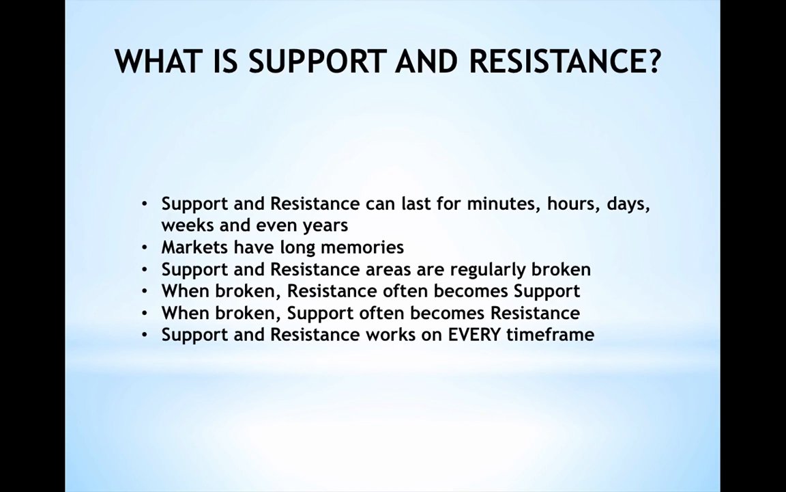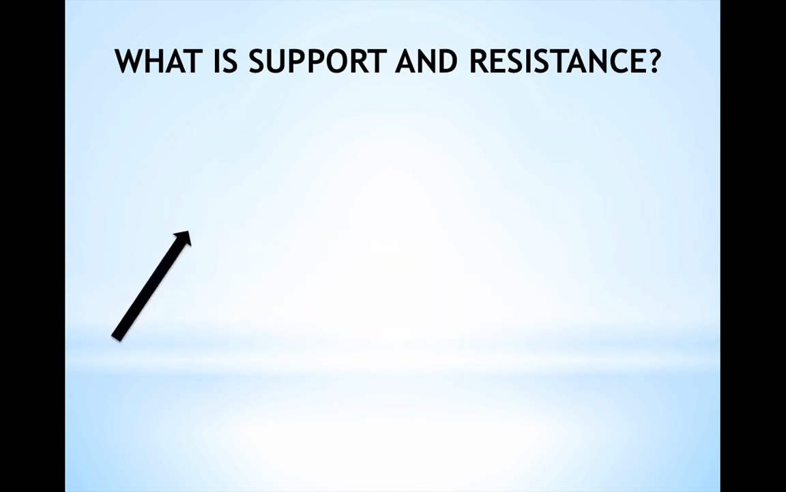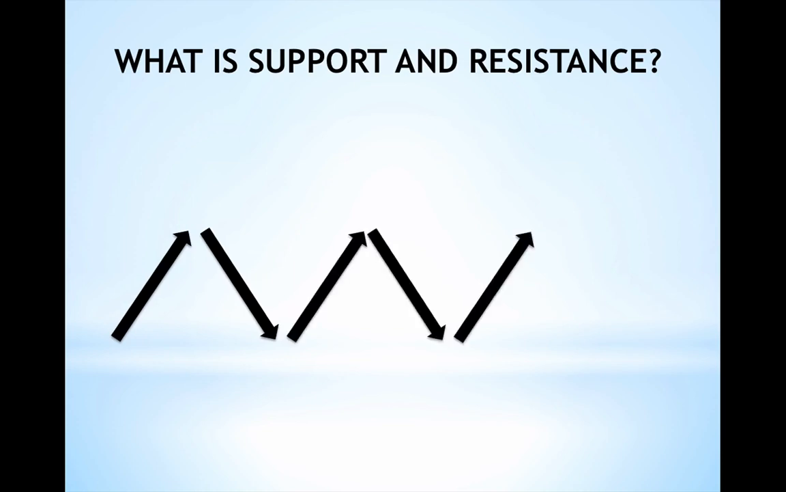Markets move in relation to the strength of the bulls and the bears. So when the bulls are in control, the market pushes higher. When the bears are in control, the market falls. There is always a battle going on between the bulls and the bears, and this is what moves the market. This is why you see markets moving like this.